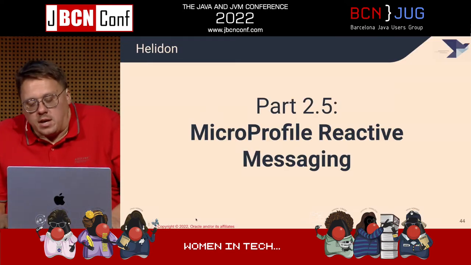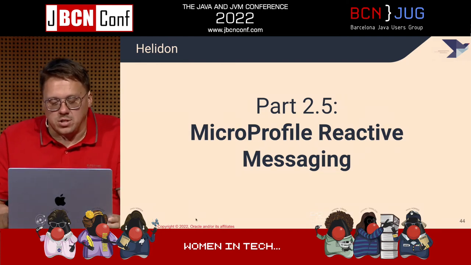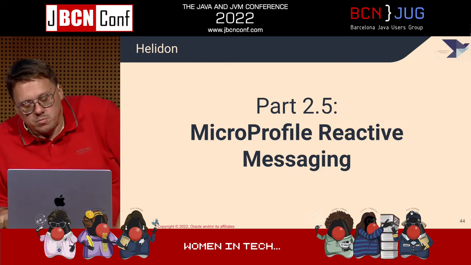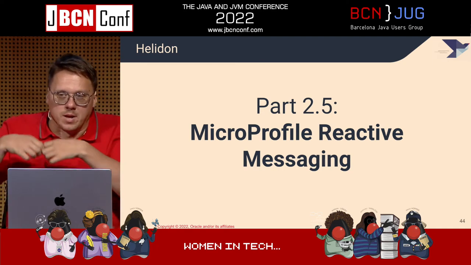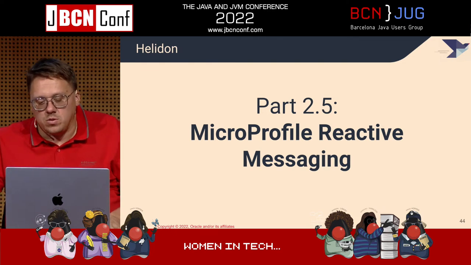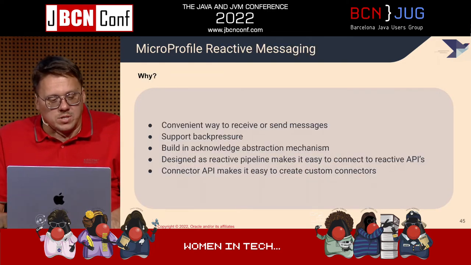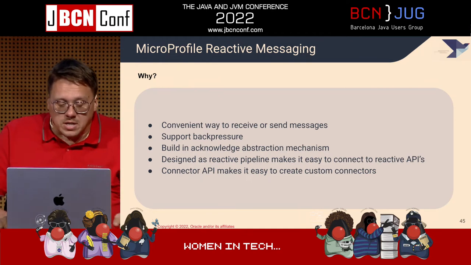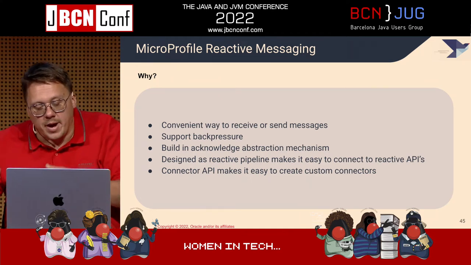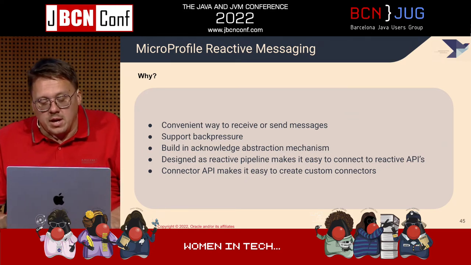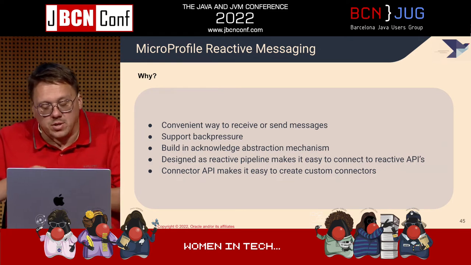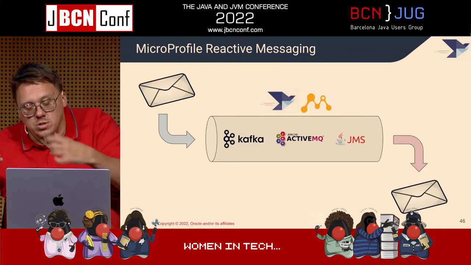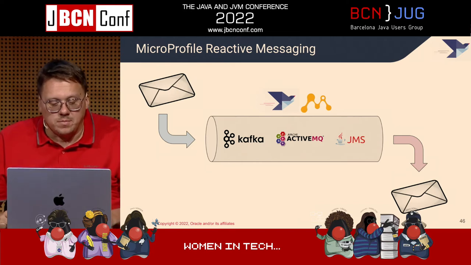So the next thing, as I told you, is reactive messaging itself. What is good about that, before going into messaging, as you know, we are MicroProfile specific in terms of working with specifications. So there was a specification made especially for reactive messaging in MicroProfile. Send and receive messages in a convenient way with back pressure, with an acknowledgement mechanism, and it has to be like a reactive pipeline. So you can easily connect several APIs, and you can easily change the engines underneath. That means you have an abstraction, you send a message.